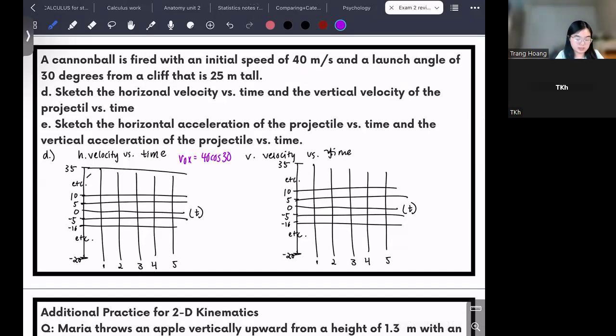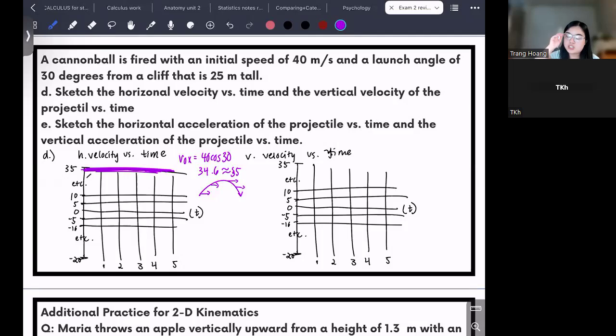So 40 cosine 30 gives us 34.6. I'm going to round that up to like 35. And since we know, okay, so think about it, right? At time one, the horizontal velocity is going to stay the same. It was the same at every single point on the line. So it's going to remain constant at 35, okay? So that's how we graph that.